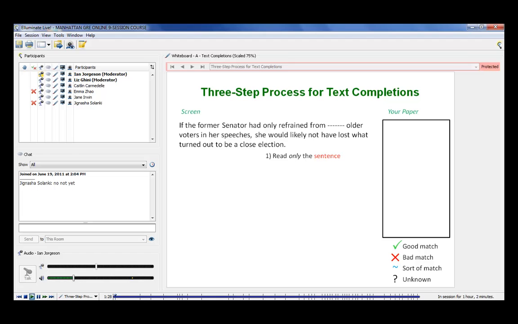All right, so let's take a look at our basic strategy for text completions. And once again, this is something that we looked at last week, but I just want to reinforce this once again. So the basic process is to start by reading only the sentence. And what that really means, read only the sentence, really means ignore the answers, right? Ignore the answers to start.